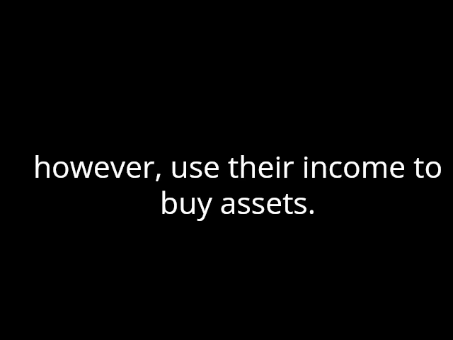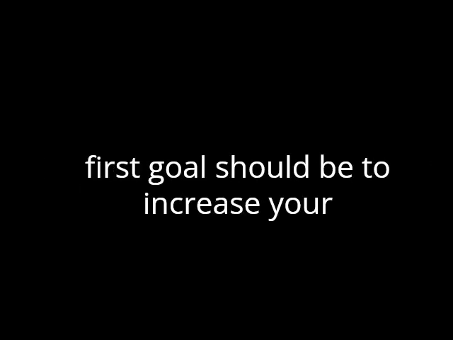The rich, however, use their income to buy assets. The assets generate more income, which they use to buy more assets. This cycle increases their wealth over time. Kiyosaki reinforces the idea that your first goal should be to increase your asset column, not your income. Even when people do earn more, if they lack financial literacy, they just raise their standard of living instead of investing in assets. They buy a bigger house, a nicer car, more toys. The expenses grow, and they're still not financially free. That's why the message of this chapter is clear. If you want to be rich, build your asset column first.